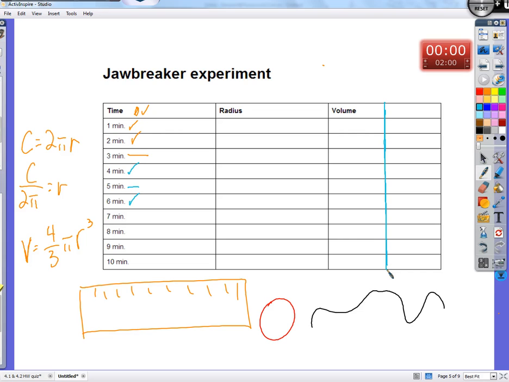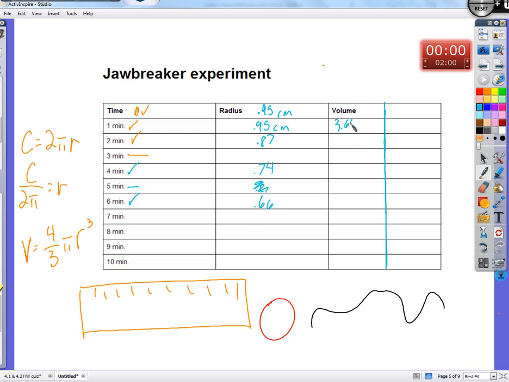Who feels like they've got some good data? They really paid attention and measured carefully. Here we start off with a time zero radius of 0.95. So you used centimeters? Yeah, 0.95 centimeters. Okay, at 1 minute, there's 0.95 again? Yeah, it didn't change. Perhaps we should do it again. 0.87, 0.74, 0.66.